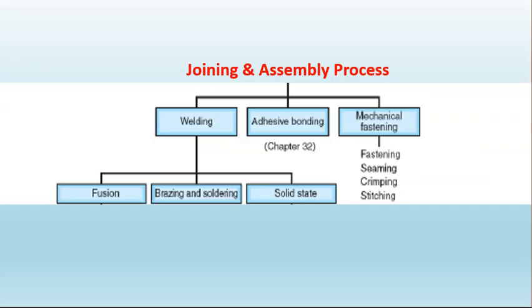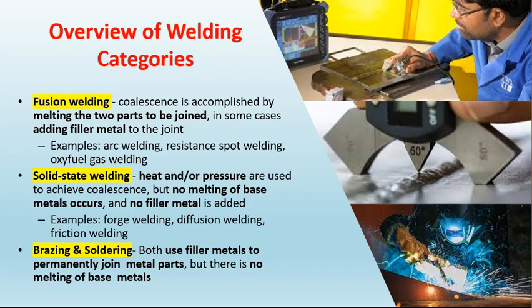Okay, for an overview, we know that joining and assembly include welding, adhesive bonding, and mechanical fastening. And these are the categories of welding, in which we have fusion welding. The keyword for fusion welding is the joining process accomplished by melting the two parts to be joined, and then adding filler metal to the joint. It can be two or more materials. For example, we have arc welding, resistance spot welding, and oxy-fuel gas welding.